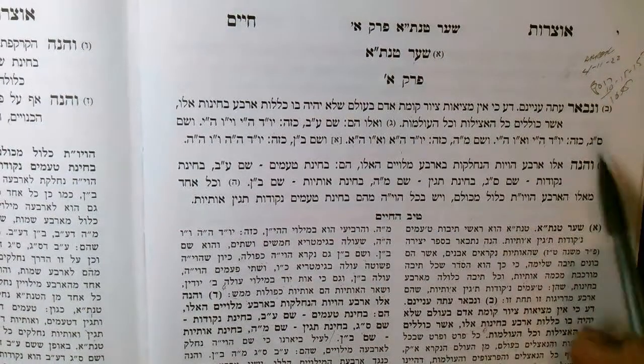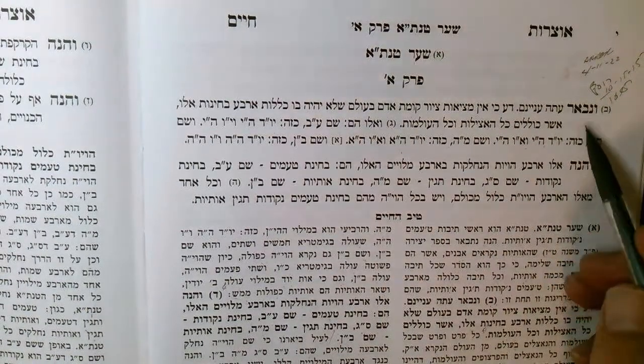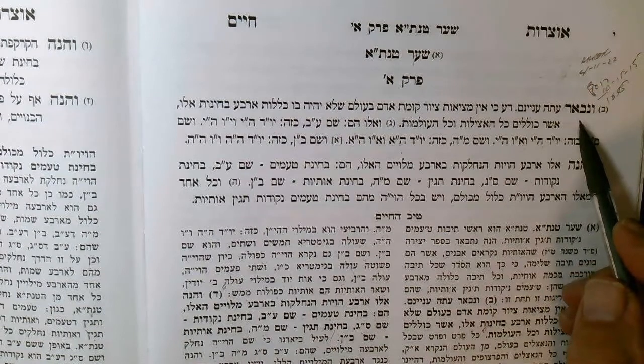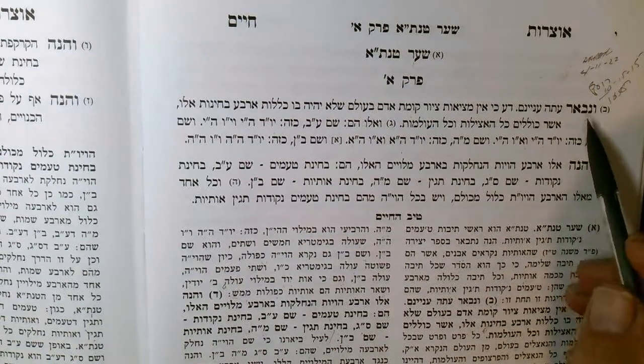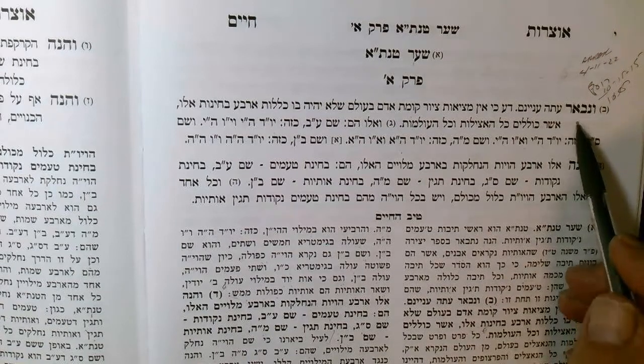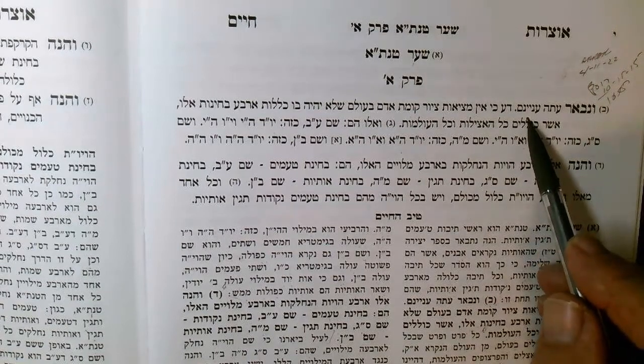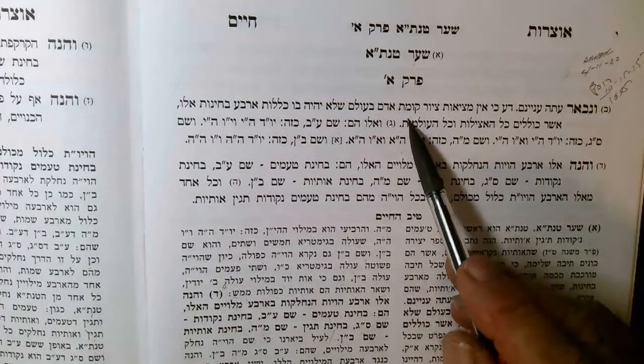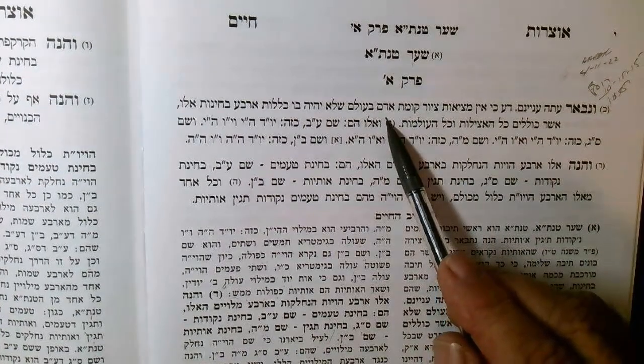So let's read across the top. And then we'll get to the place where we'll start learning. These are the words of the Ari Hakodesh as told to Rabbi Chaim Vital. Nevayer Ata Inyanim. So now we're going to explain what's going on with Tanta. Da ki ein metzius tzir kumus adam. Understand this.